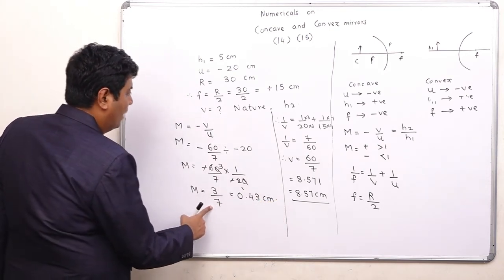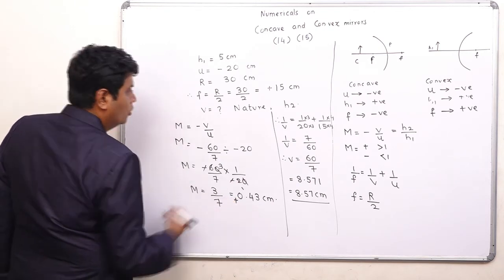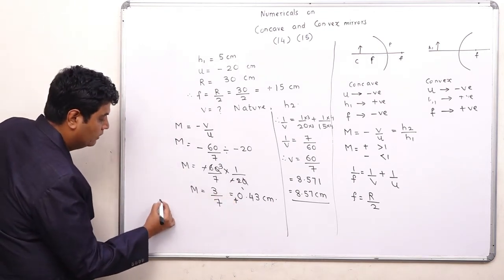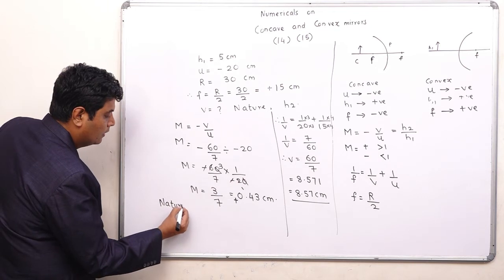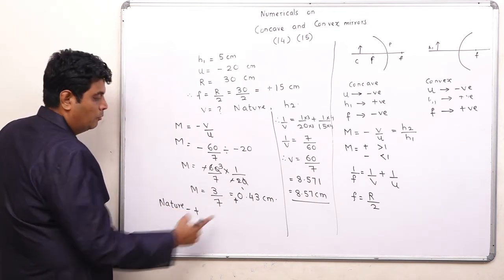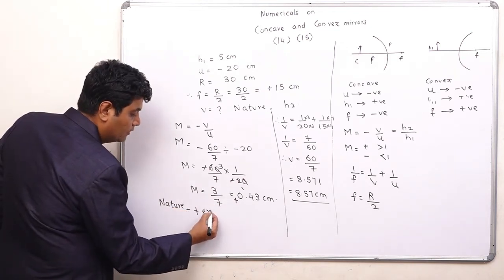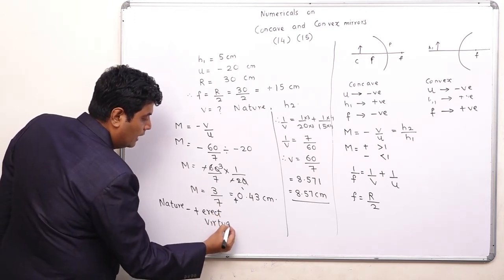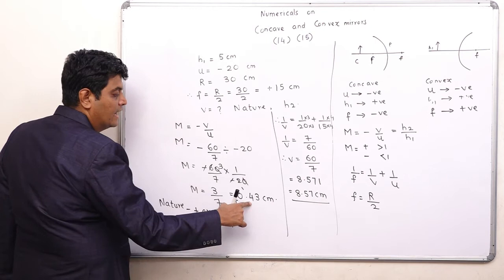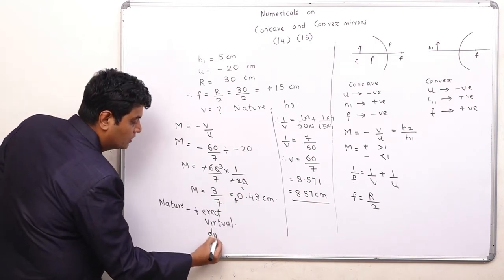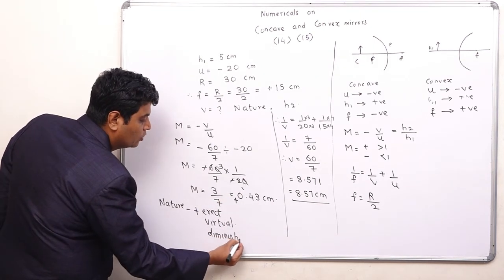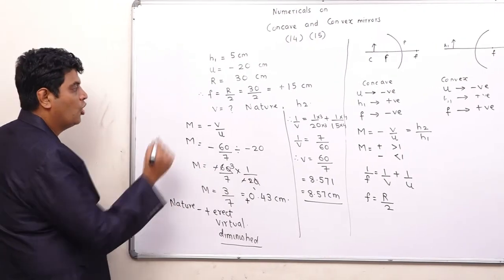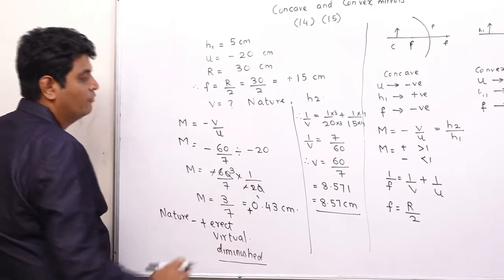Now the answer for magnification is positive. So how will you define the nature? Positive means it is erect, it is virtual, and the answer is less than 1, so it is diminished. So this is your nature. You got the answer of V, you got the answer for nature.